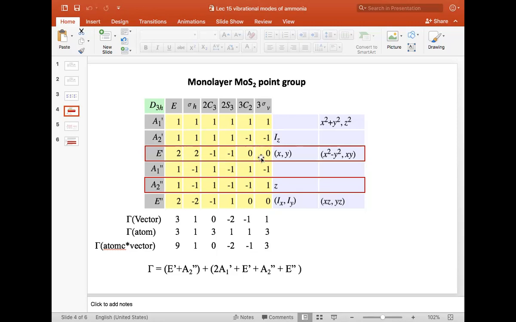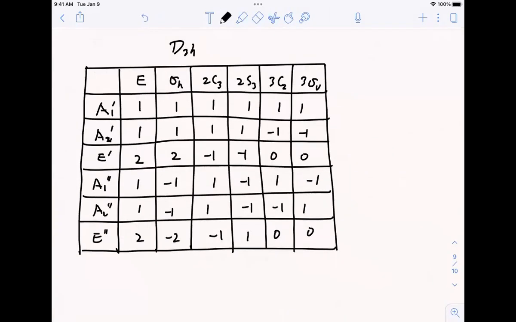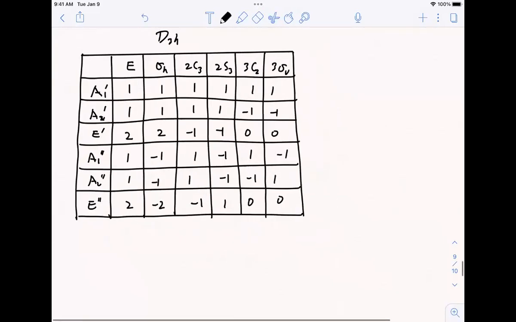And then we have A1 double prime. The main difference is that you're going to have the mirror reflection that is negative: -1, -1, -1, -1. Okay, I'm copying this table. Now I just copy this table, and we're going to calculate how a vector transforms.